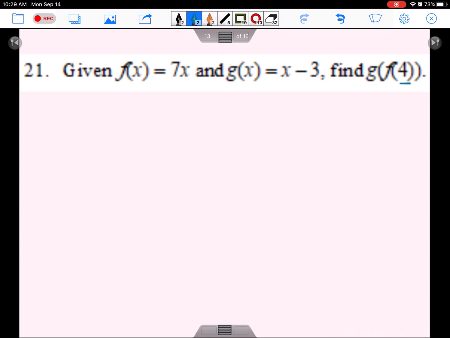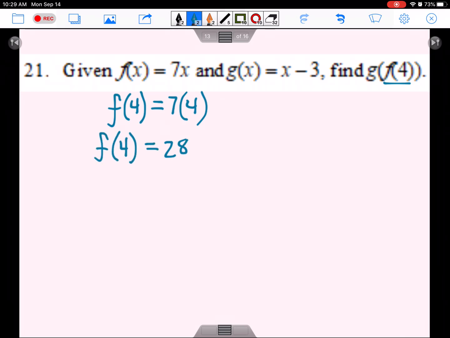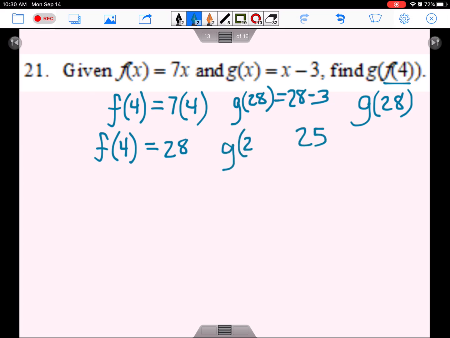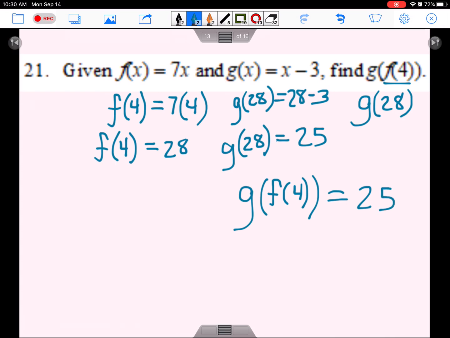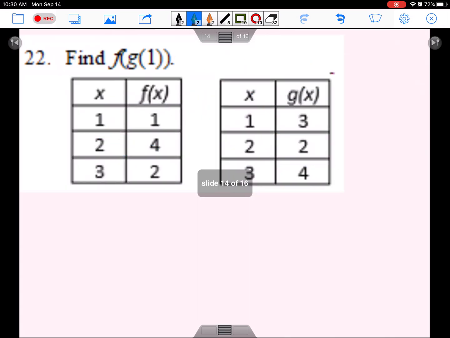21, we're going to put 4 into the f function. See what comes out. 7 times 4 gives us 28. Then we're going to find out what happens when we put that into the g function. So now we're up to finding g of 28, which means replace x with 28. And we get 25. So we can say g of f of 4, that original expression, is equal to 25. Put 4 into the f function, then into the g function.